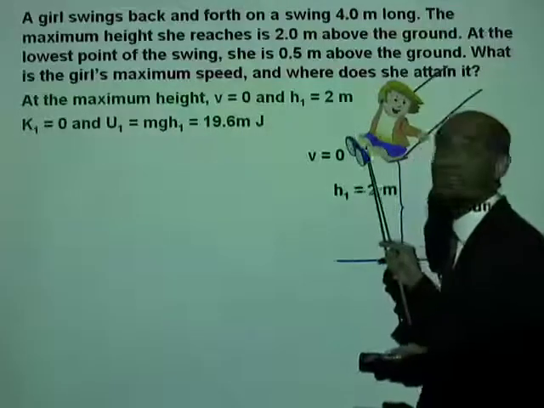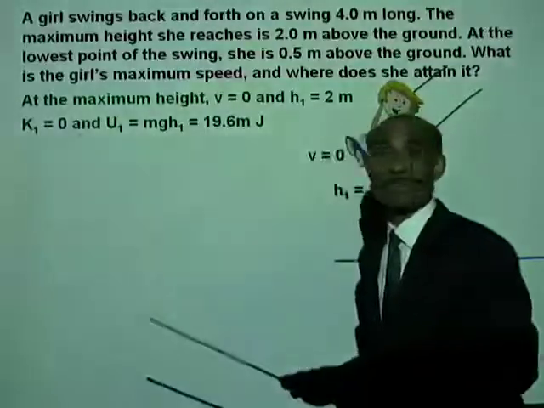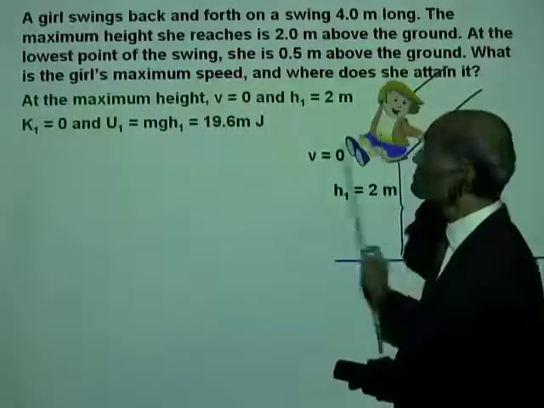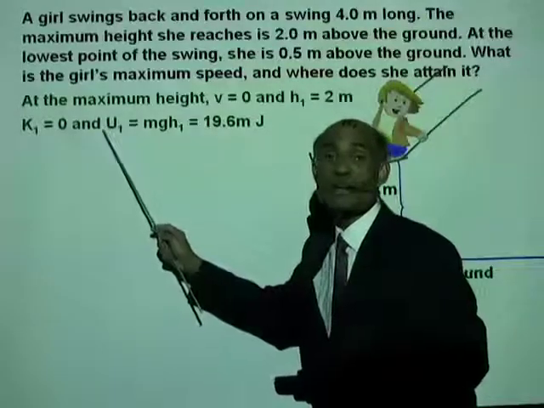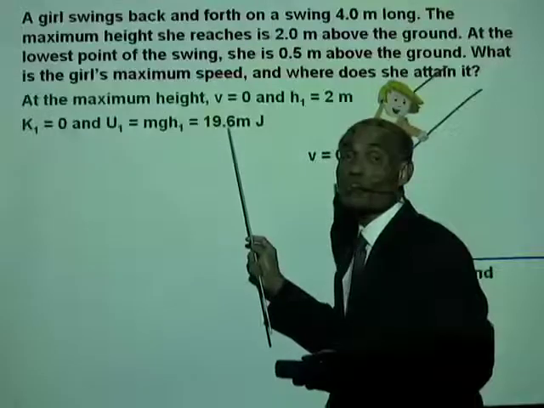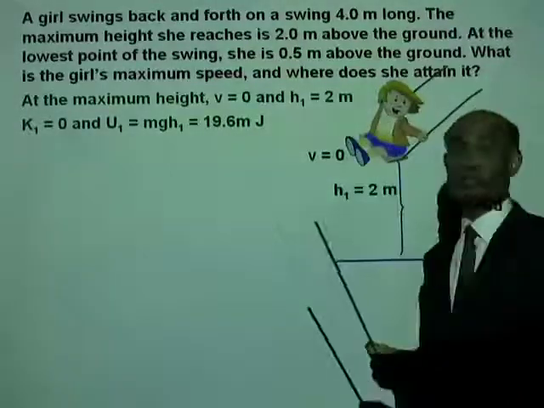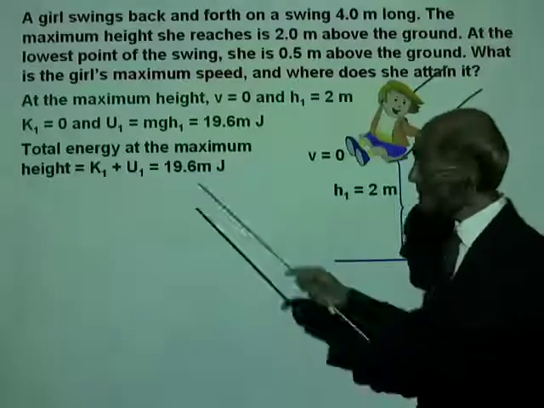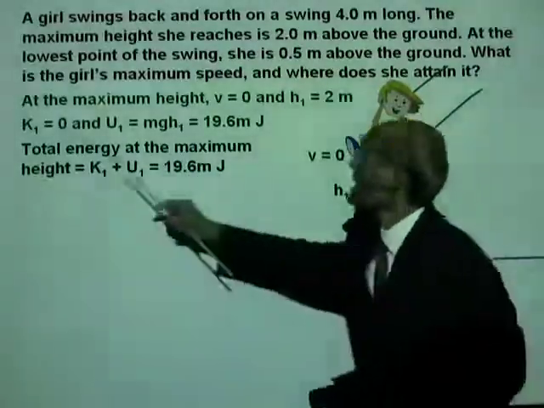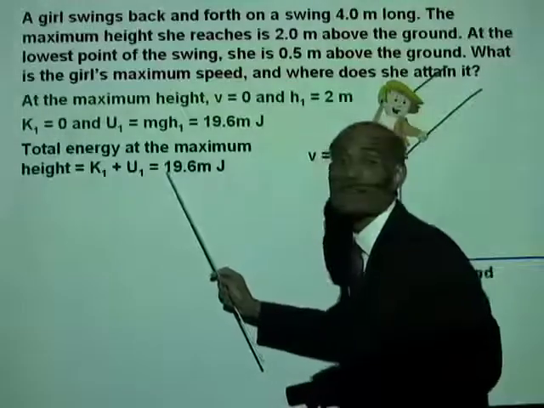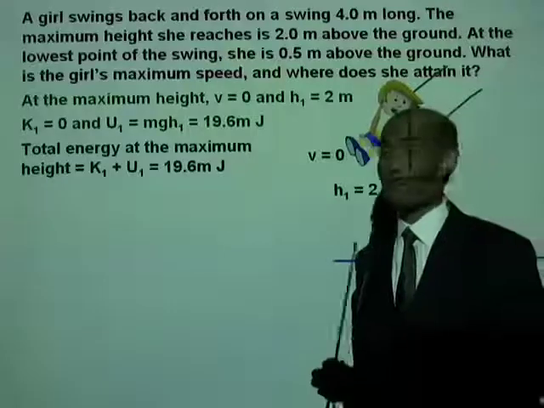What is the kinetic energy at this position? Kinetic energy equal to 0. So we say at this position K1 equal to 0, U1 equal to 19.6 m joules, where m is the mass of the girl. The total energy at the maximum height is K1 plus U1, that will be 19.6 m joules.